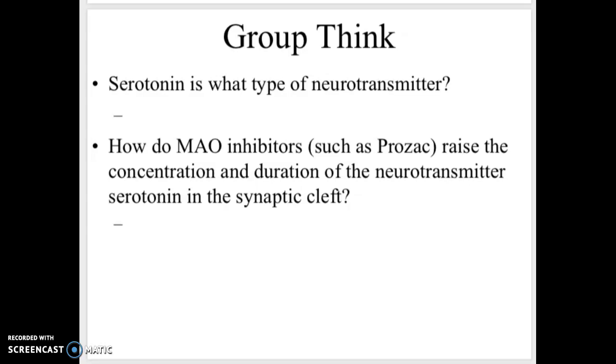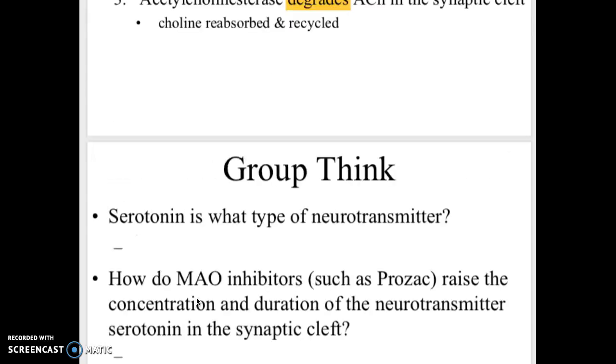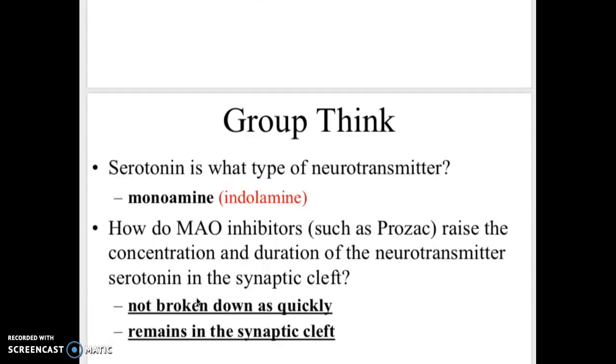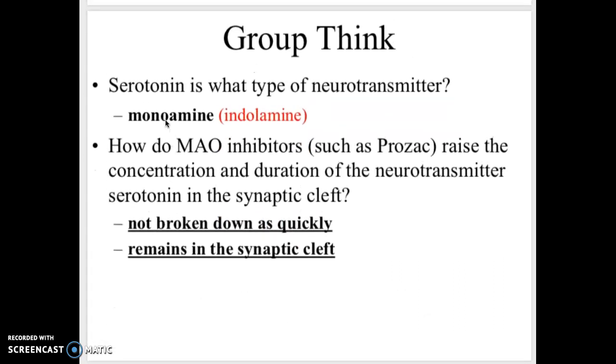So I left off with this question about serotonin. Serotonin is a monoamine. And the question is, how do monoamine inhibitors such as Prozac raise the concentration and duration of the neurotransmitter serotonin in the synaptic cleft? So MAO is monoamine oxidase inhibitors.